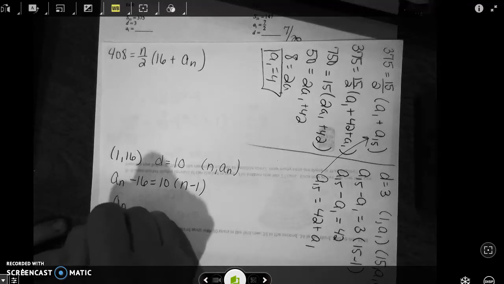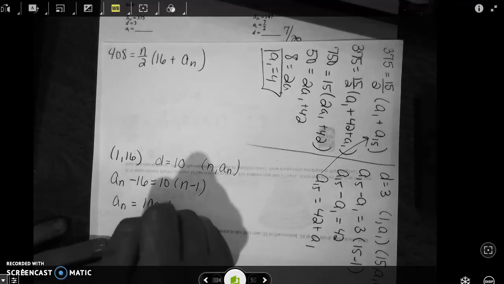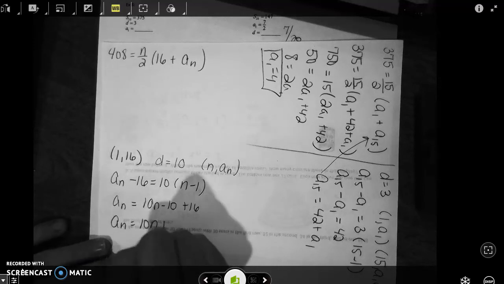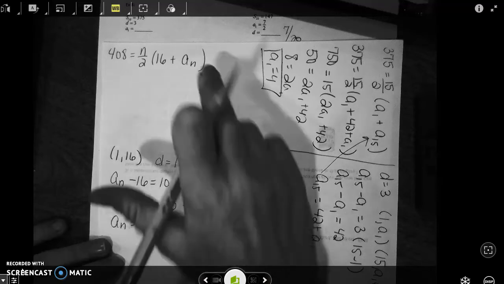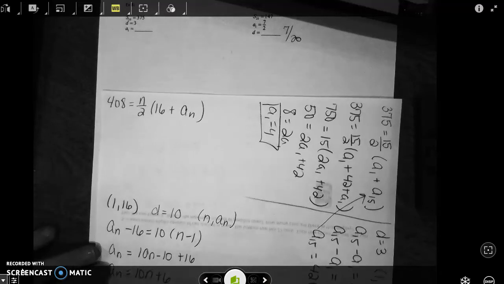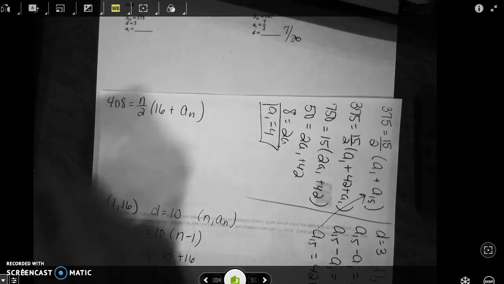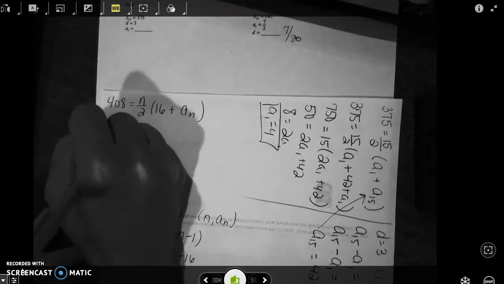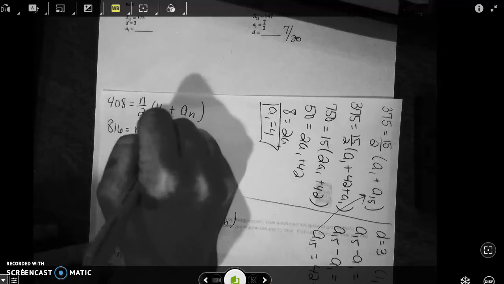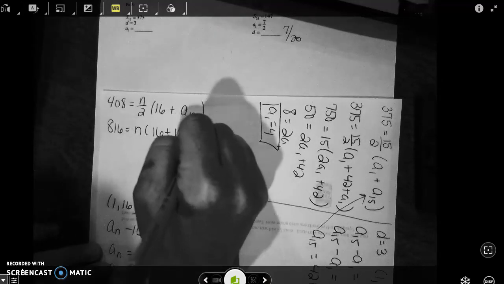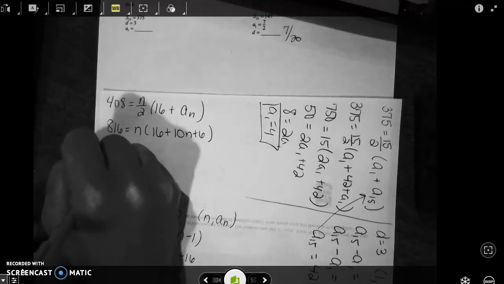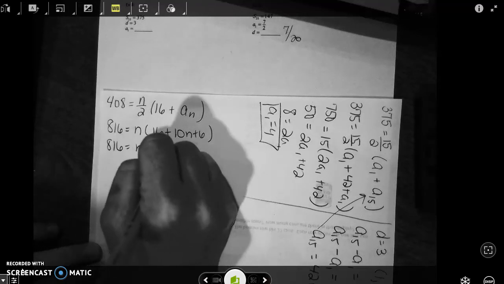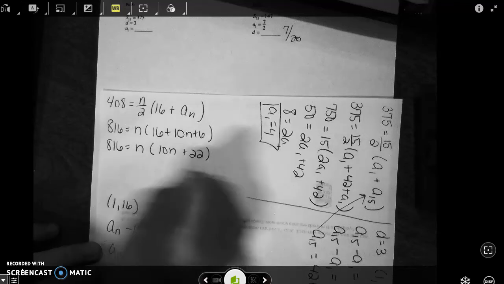So I'm going to solve for a sub n, so I'll get 10n minus 10 plus 16, so a sub n will be 10n plus 6. I now can come back, and every time I see a sub n, I can plug in 10n plus 6. In that same step, let's go ahead and just multiply by 2 so I don't have that fraction in there. And I'm going to substitute. So 816 will equal n times the quantity 10n plus 22. I'm going to distribute the n.